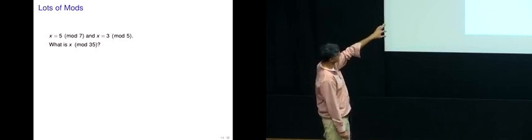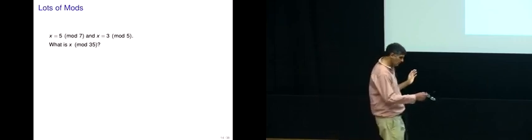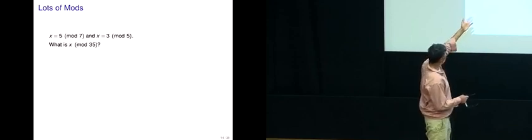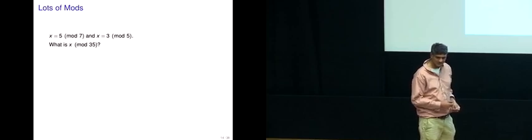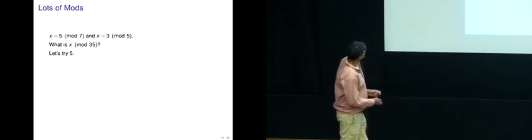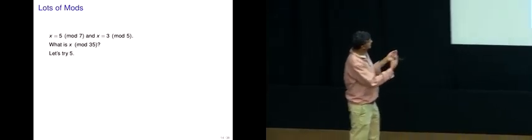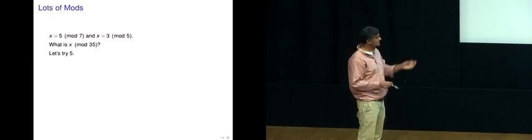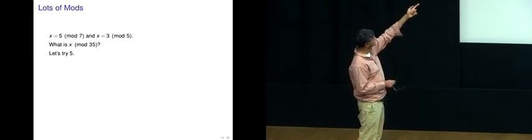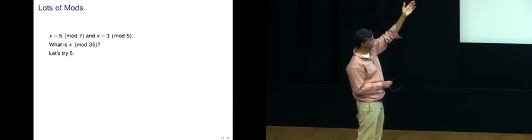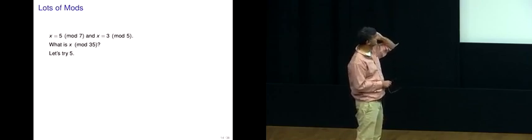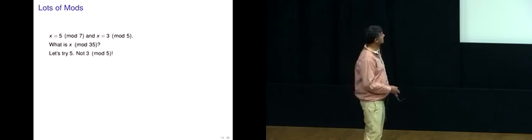What we want is x mod 35, which is a multiple of 7 and 5. Let's see what it is. Is there even an x mod 35 that is also 5 mod 7 and 3 mod 5? Okay, so not 3.